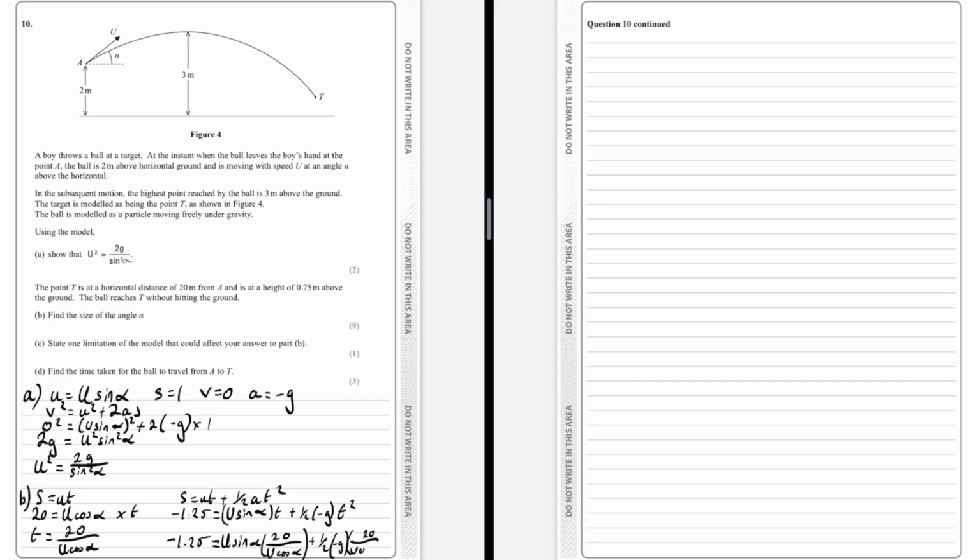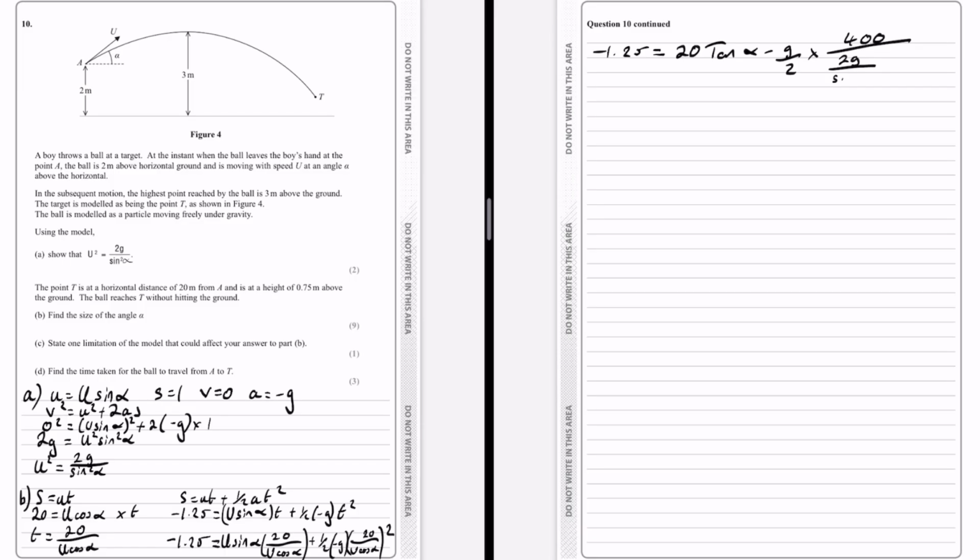Okay, so the challenge is to now solve this equation and see if we can find alpha. So the u sine alpha over u cos alpha, I'm going to turn into tan alpha. The u's will cancel. Sine alpha over cos alpha is tan alpha. We've still got the 20 there. Subtract a half g, or g over 2, and square the 20 over u cos alpha is going to give us 400.